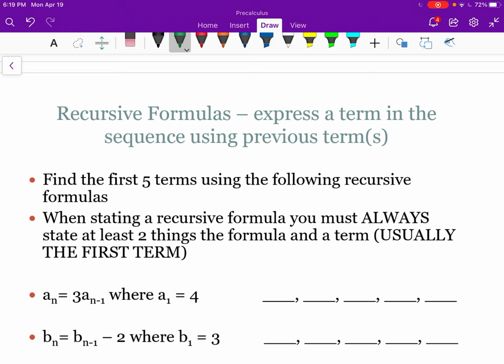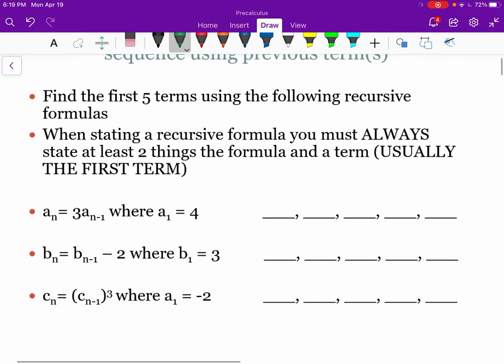When stating a recursive formula, you must always state at least 2 things. You have to state the formula and a term. We usually state the first term. So down here, these three sequences, our A sequence, the B sequence, and the C sequence, these are recursive formulas. They state an equation or a formula, and they state, in this case, the first term. I see I have a typo here. This should be C sub 1.